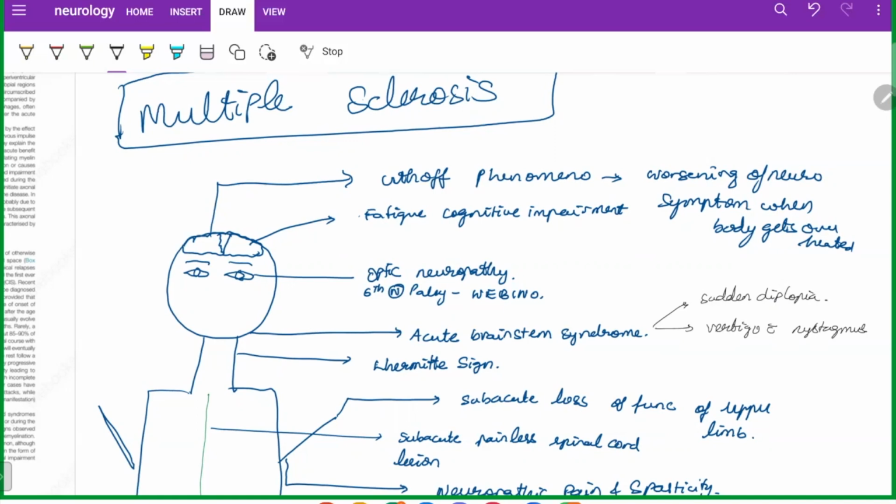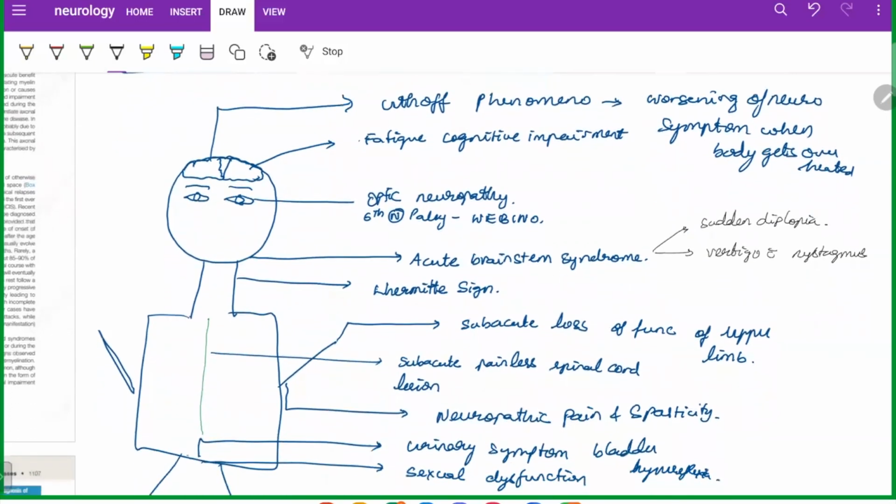The next point, coming down: you will have a subacute painless spinal cord lesion. Plus, what happens in the upper limb? Subacute loss of function of your upper limb. So there is a subacute painless spinal cord lesion. Okay? Then neuropathic pain and spasticity will be there.